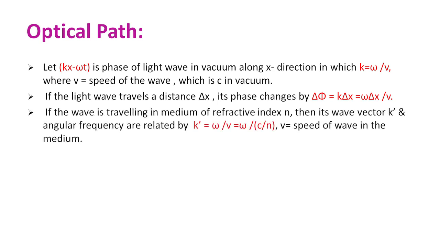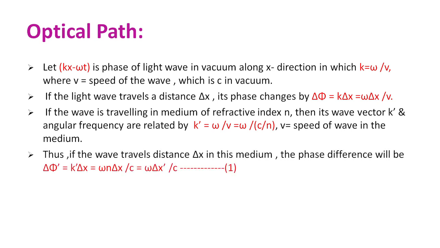If the light wave is traveling in a medium of refractive index n, then its wave vector k dash and angular frequency are related by k dash equal to omega upon v, which is equal to omega divided by c by n. Here v is the speed of the wave in the medium. Thus, if the wave travels a distance delta x dash in this medium, the phase difference will be delta phi dash equal to k dash into delta x dash, which is equal to omega n delta x upon c, which is omega delta x dash upon c. This is the first equation.